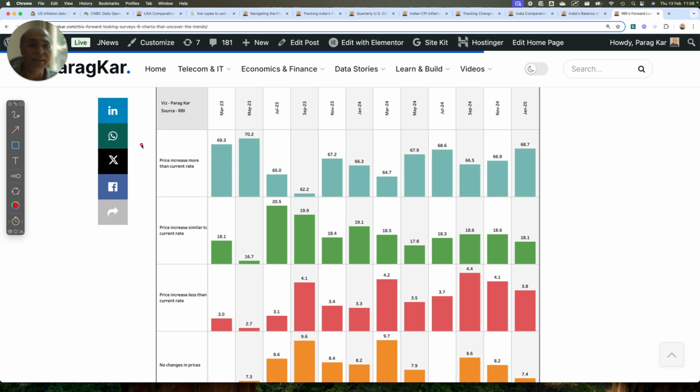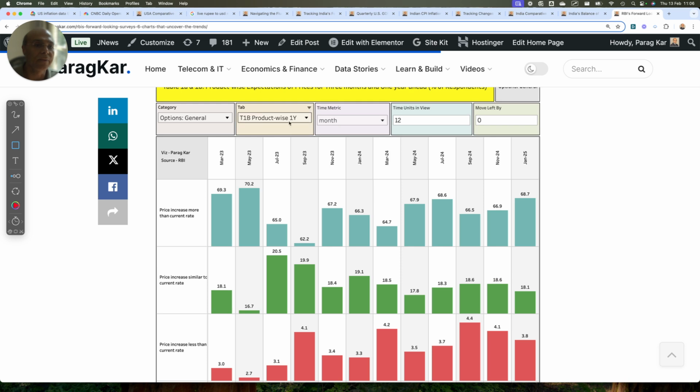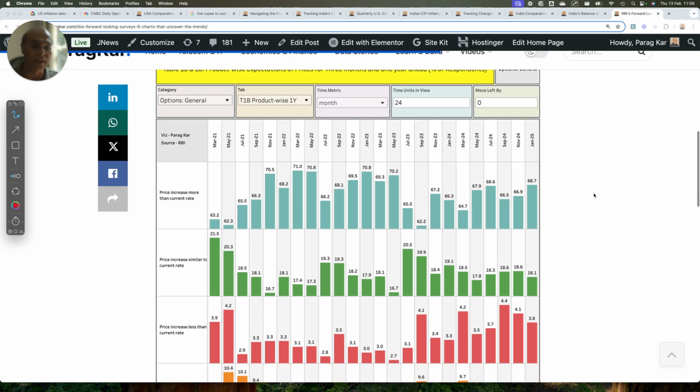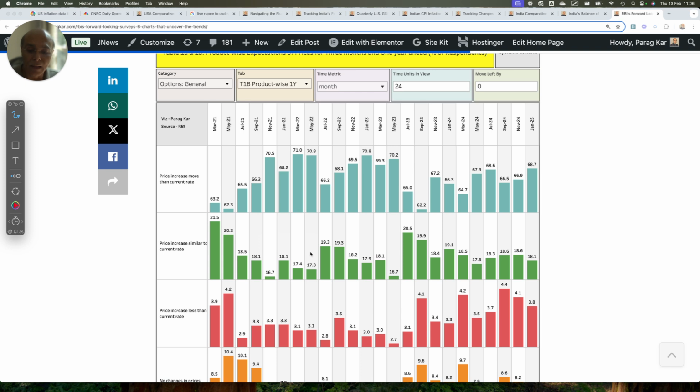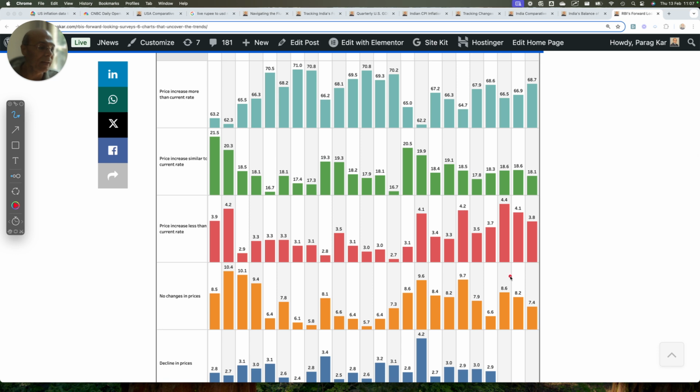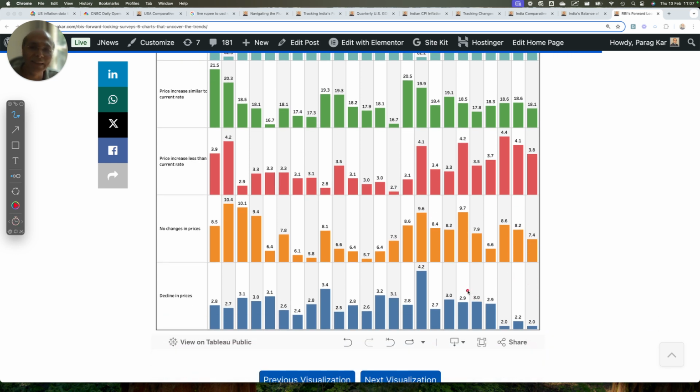So if you see price increase more than the current rate, and if I choose a 24 month period, so as to give you a better trend, you will notice that for the general index, for product 1 year onwards, there is a rising trend, even in the month of January. So people are expecting higher inflation, more than the current rate. And people who are expecting prices to remain the same are kind of low, going down. See, 18.1%, right? Price increase less than the current rate is also going down, and there is no change in pricing, also going down, and decline in pricing is also going down.